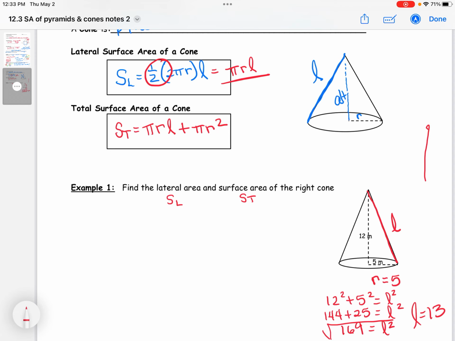Okay, so I know L and I know the radius, and that's really all I need. So SL equals pi times 5 times 13, which is 65 pi, or 204.204.